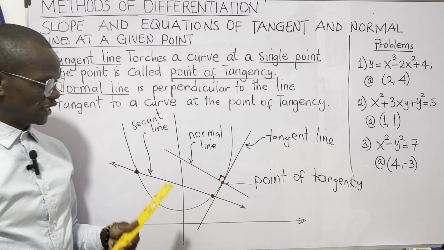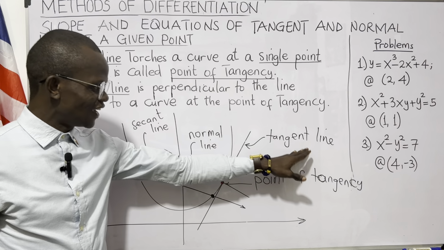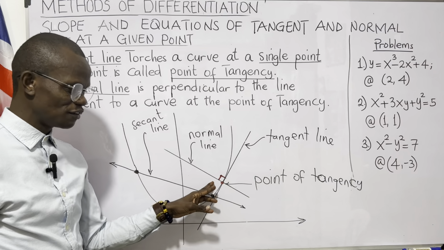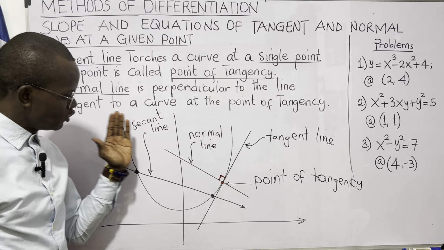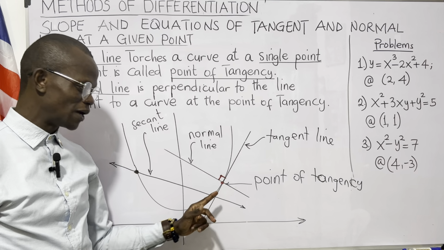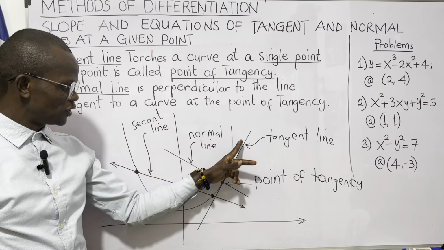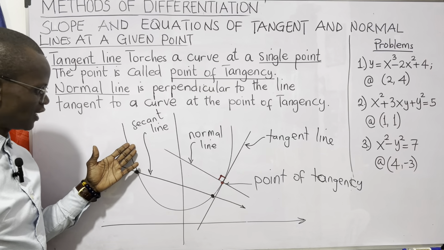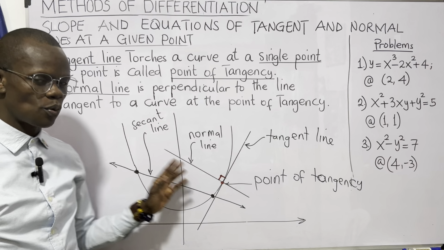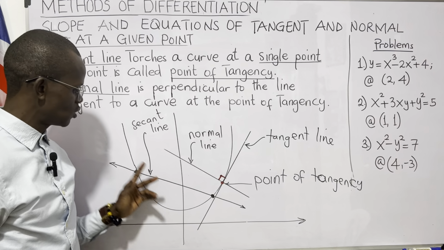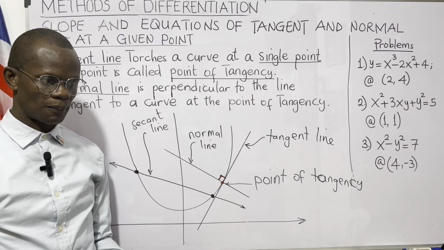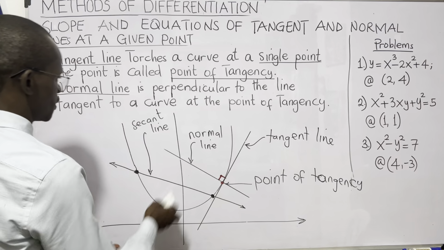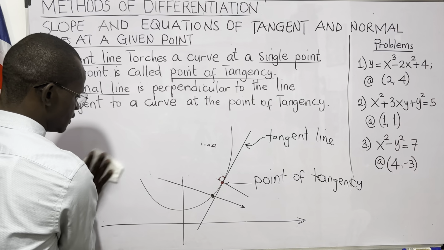So, in summary, a tangent line is a line that touches a single point on a curve. A normal line is a line that is perpendicular to the tangent line at the point of tangency. And a secant line is a line that touches 2 points, any 2 points on a curve. So with that being said, we want to look at these examples.